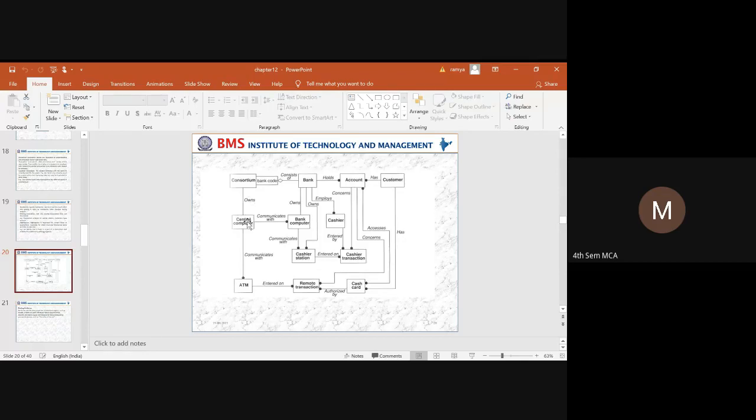Now what happens? The central computer owns all the bank consortium. So whatever the banking networks are there, all the banks will be combined together as a consortium. How will the consortium be framed? By using a bank code. Each and every branch has its own code. So based on the codes, all the banks will be combined, and this consortium will be connected to the central computer.